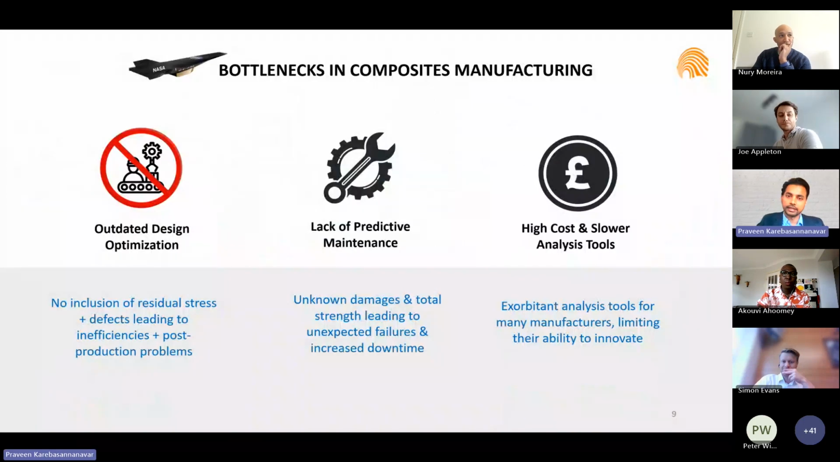So these are the main bottlenecks the digital twin can address, which is the outdated design and optimization. There is no inclusion of residual stress and defects in the present modern design, which is leading to post-production problems. And finally, this is leading to unknown damages and loss of total strength, leading to unexpected failure and then increased downtime.